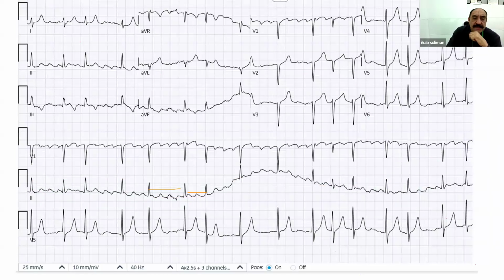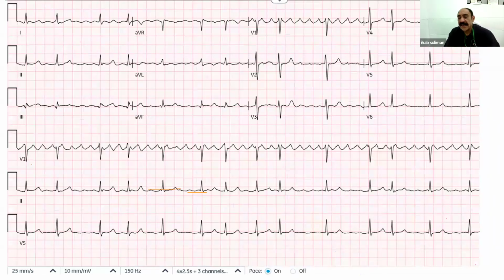We move on to another example. This is again atrial flutter. And please remember, in atrial flutter the RR interval is not regular. And in V1, you can appreciate the typical sawtooth with what is called a variable block. So this is atrial flutter with a variable block.